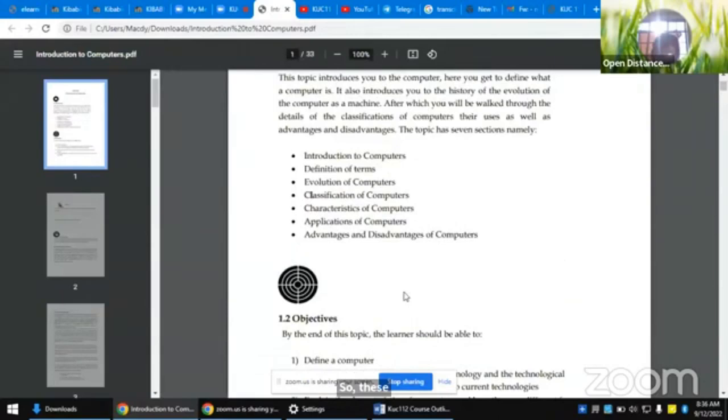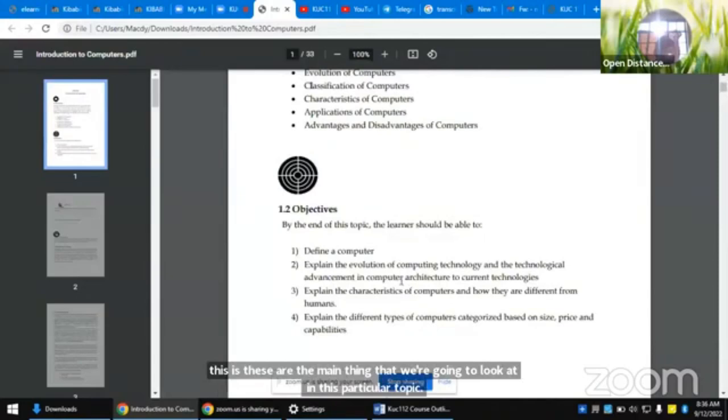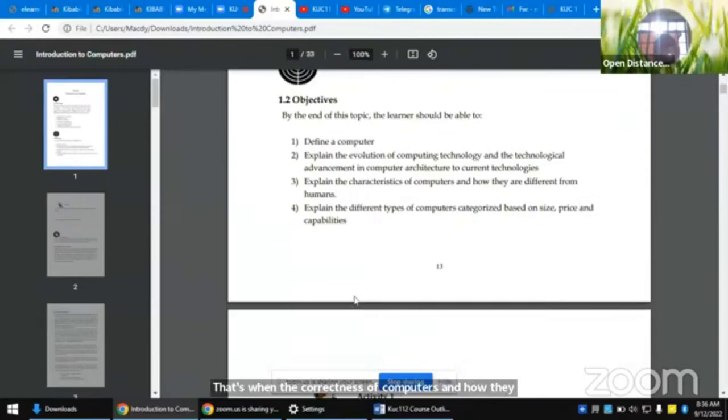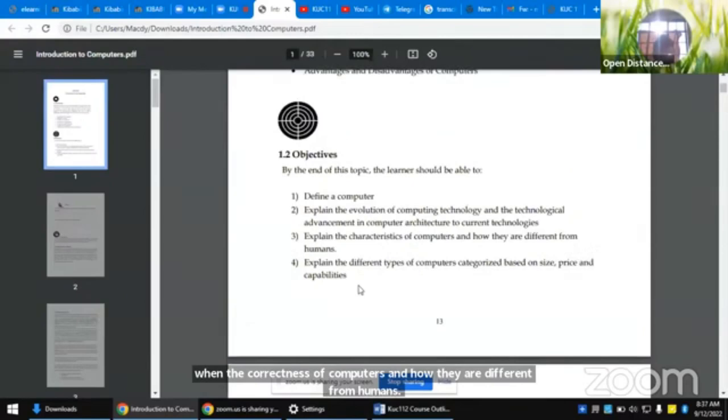So our first objective of this particular topic: by the end of this topic, the learner should be able to, one, define a computer; explain the evolution of computing technology and the technology advancement in computer architecture to current technologies; explain the characteristics of computers and how they are different from humans; explain the different types of computers categorized based on size, price, and capabilities. So these are the key things at the end of this topic.